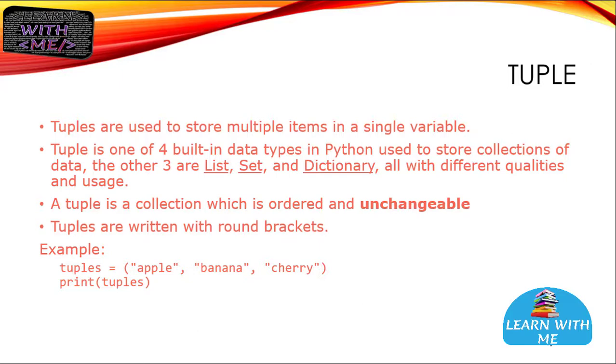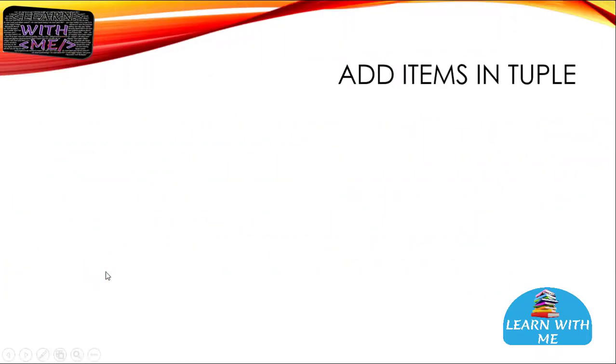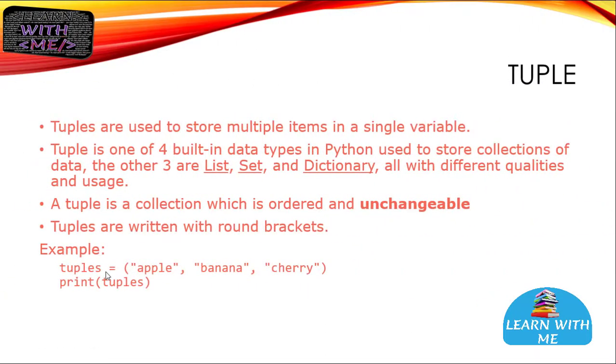So let's go through this example, where tuples is equal to apple, banana, and cherry. When you print it, you get these curved brackets as well. And if you find out the type of the variable tuples, then you will get a class called tuple.